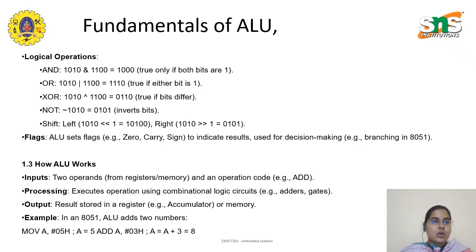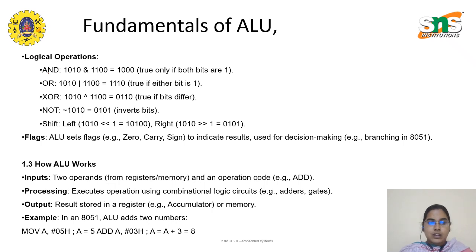And coming to the logical operations, we have AND, OR, XOR, NOT, and also shift operations, either left or right. In the AND operation, we perform gate logic: the output is true only if both the bits are 1. In the OR operation, the condition is true if either bit is 1. In XOR, the condition is true if the bits differ. Whereas in the NOT gate, the output is the inversion of the input bit.